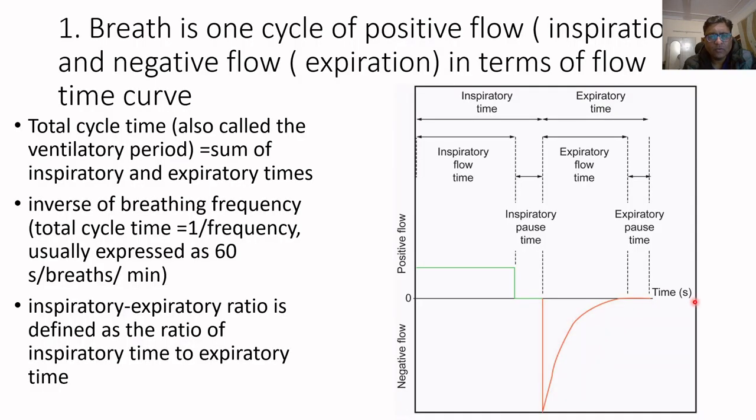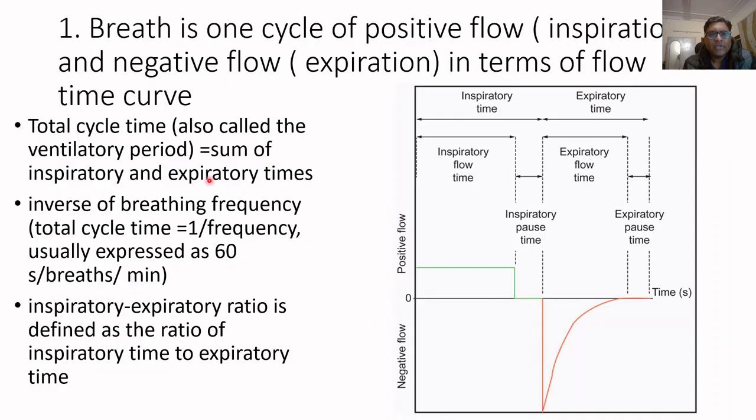The initial few maxims I'll go through faster, as they are pretty basic. We're trying to define a breath. First is the definition of a breath, in terms of the flow-time curve. Here is the inspiratory part, and this is the expiratory part. One cycle of positive flow is inspiration, and this negative flow is expiration.